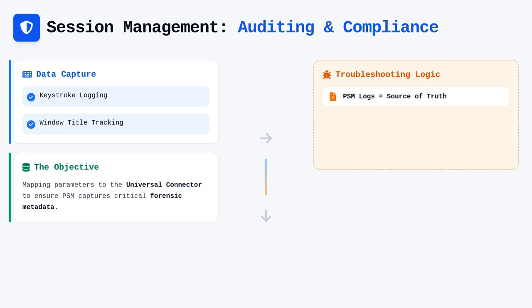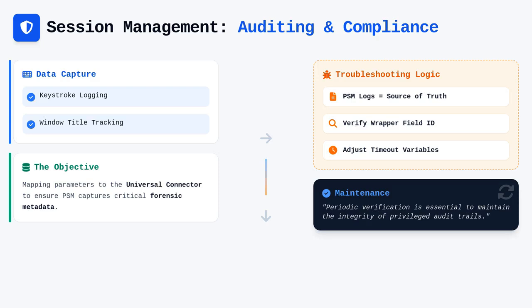Troubleshooting usually involves inspecting these logs for execution discrepancies, verifying that the wrapper is correctly identifying the target fields, and adjusting the timeout variables to accommodate application latency. Consistent maintenance and periodic verification of these configurations are essential to maintain the integrity of our privileged audit trails.